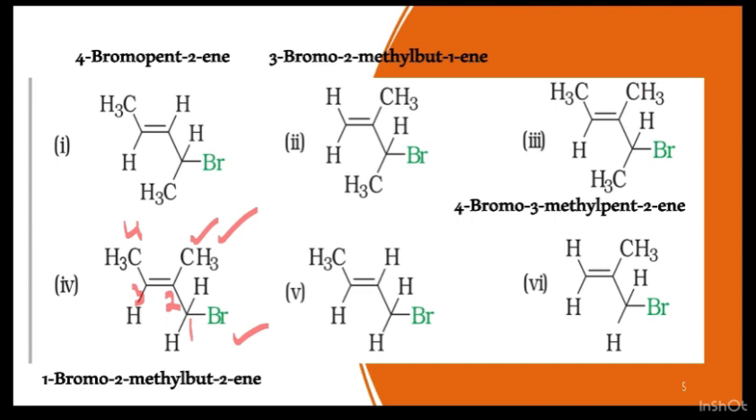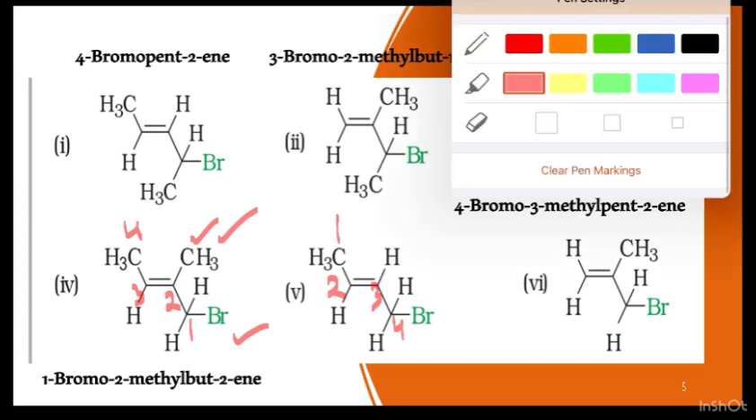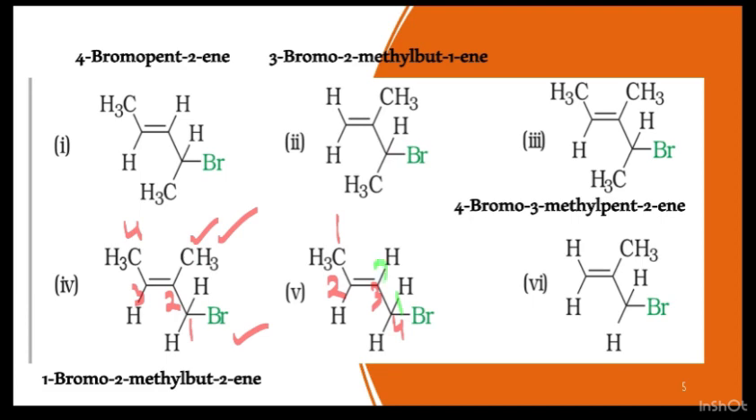Let's do the fifth example. 1, 2, 3, 4. And if you go from the other side, it is 1, 2, 3, 4. So again, from both the sides, it is but-2-ene. So we'll number from this side, same reason, so that the carbon which is having the substituent bromo gets the lowest possible number. So the name is 1-bromobut-2-ene.